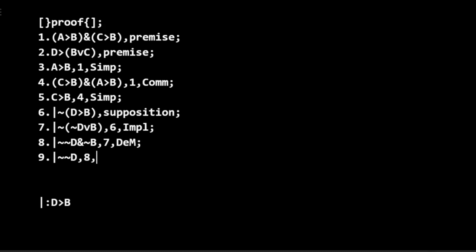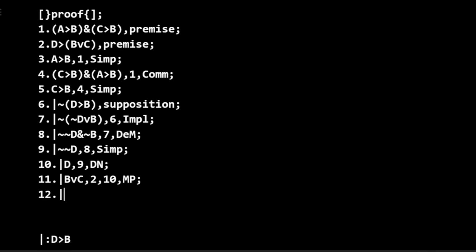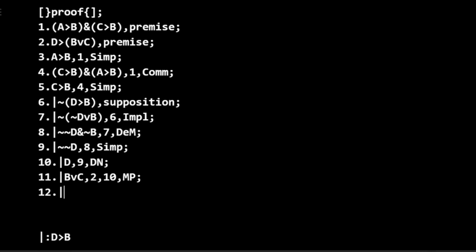and let's see, simplification there, and then we can get D through double negation. And then we can get B or C from line 2. So that, this D, looking at line 10 here, a modus ponens gives us B or C. And we're trying to get to a contradiction, so we want to keep that in mind.